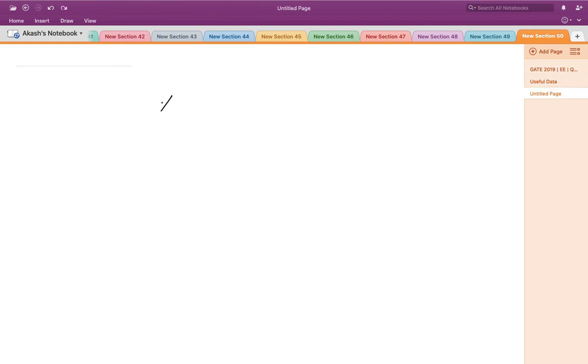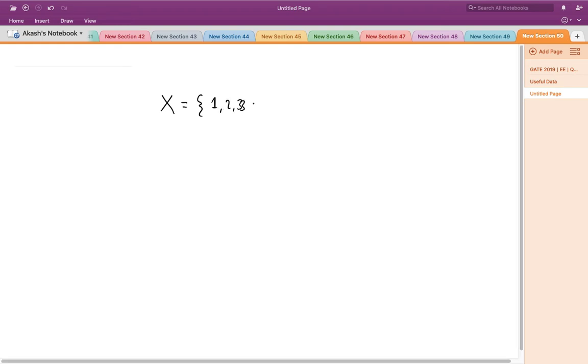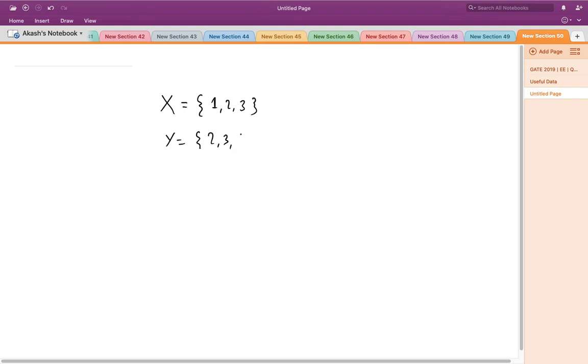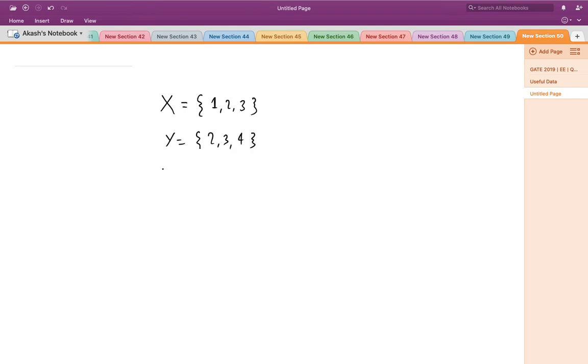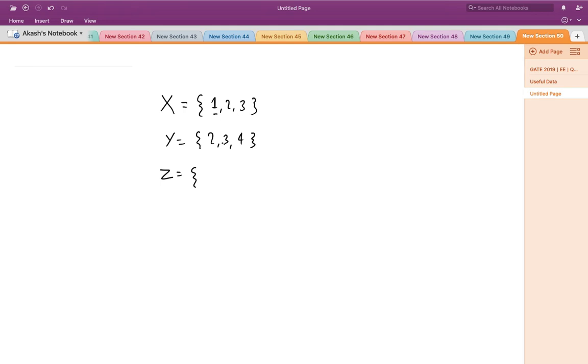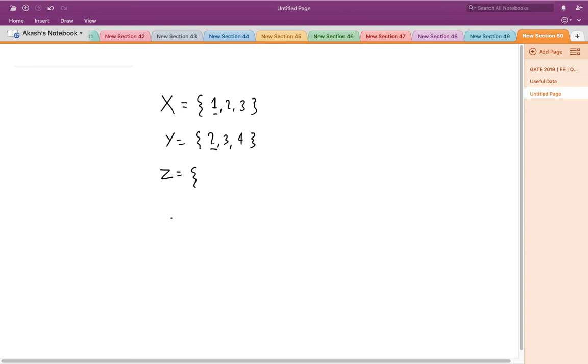So first, we have been provided with two sets x and y having the elements 1, 2, 3 and 2, 3, 4. Now we have to construct a set z of all the possible elements in which the numerator is from the set x and the denominator is from the set y. Now in this set, we have to determine the product of the minimum and the maximum element.